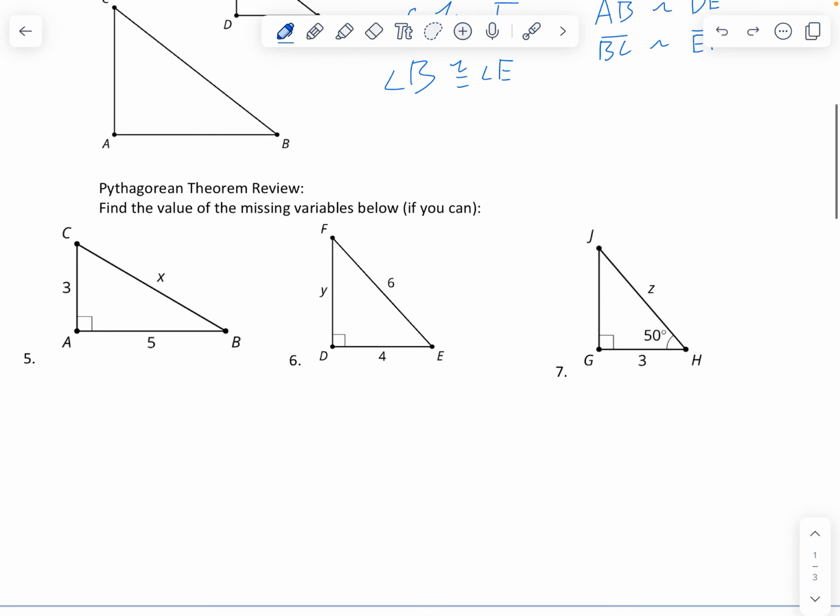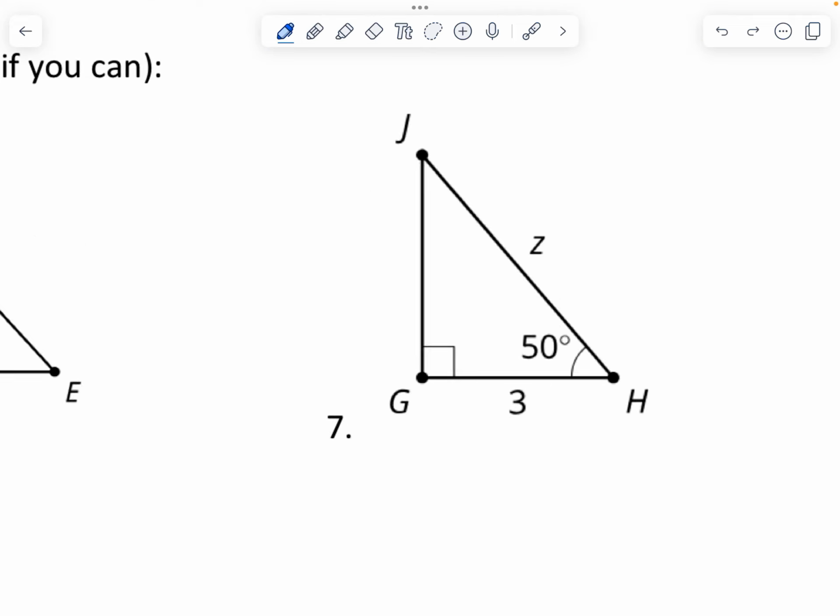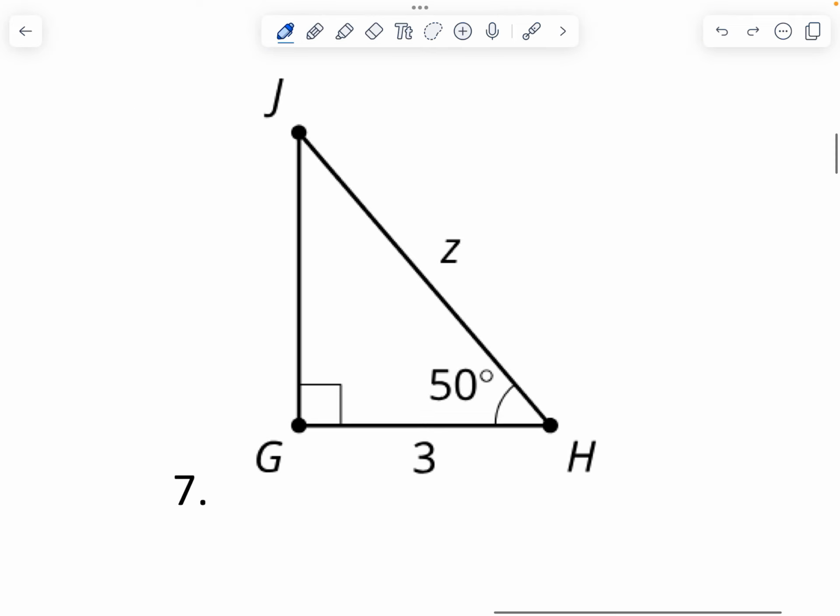We also have some Pythagorean theorem review here. You guys should be able to do 5 and 6 below. If not, make sure you check out yesterday's video. But the third problem here, notice it says if you can, right? Can we do the Pythagorean theorem here?